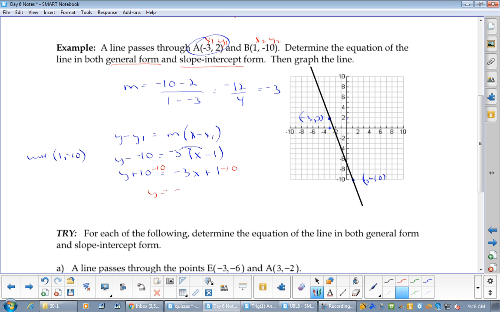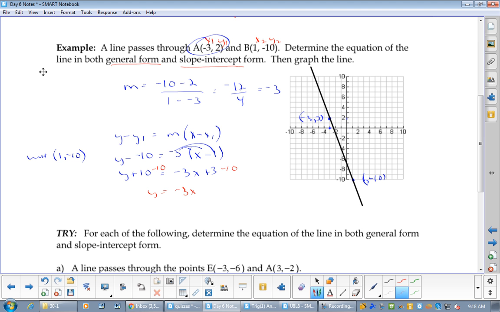Y equals negative 3x. Oops. I didn't even see that. Did you guys not see that? That should be plus 3. How come nobody said anything? There's 30 of you. One of you had to have seen I made a mistake. What are you guys good for if you can't find my mistakes?